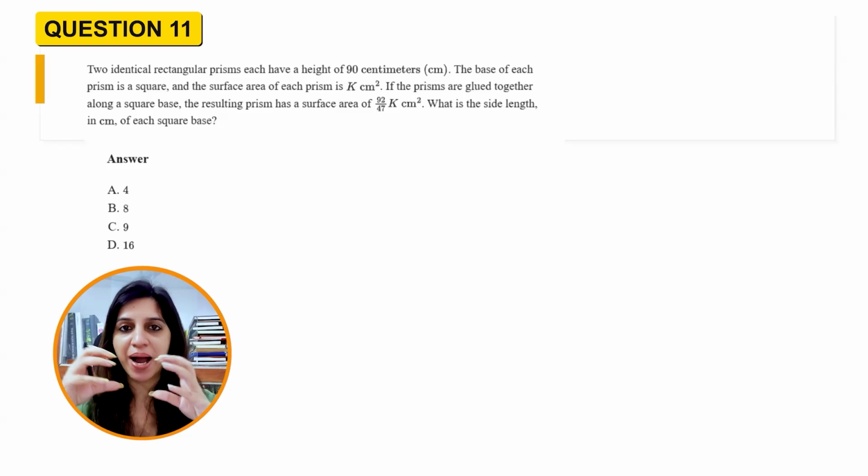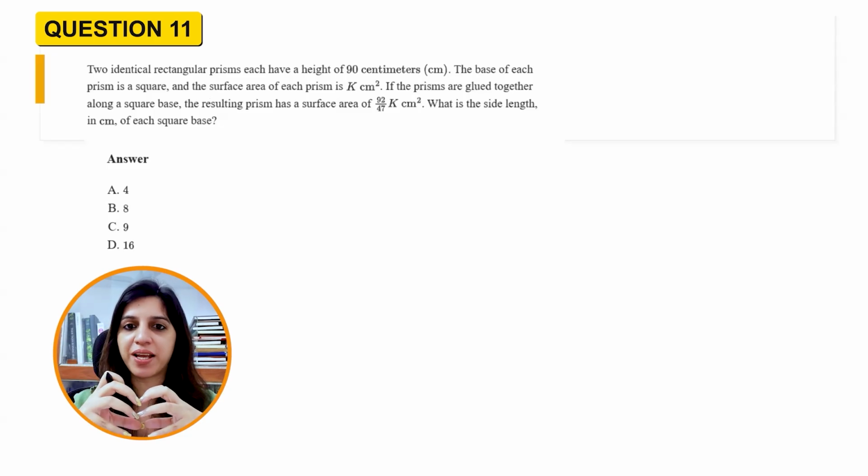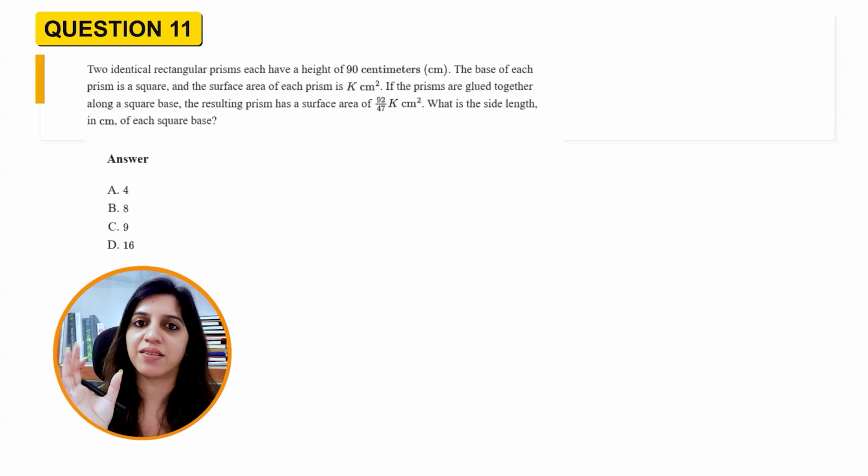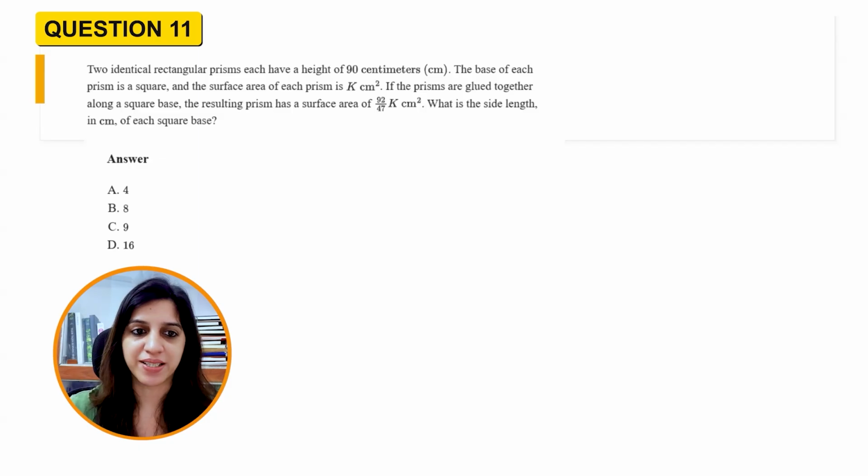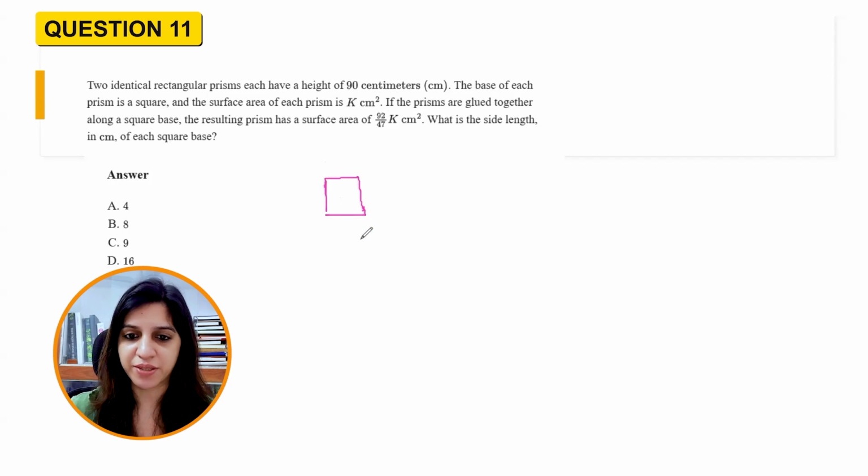And then when they combine two of them, like they join two of them, then the surface area becomes something else, which is 92 by 47K. I want you to find the base length, one base edge. Now, let's first see what's going on here. Let's try to visualize it. So this is my prism. Let's say the original prism, the OG.